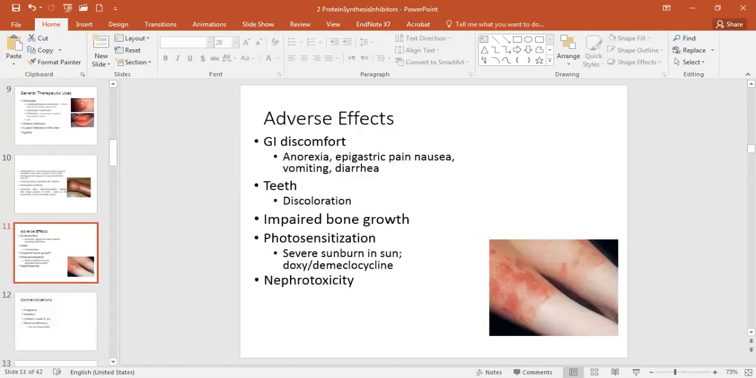What are the adverse effects of tetracyclines? It commonly causes GI discomfort, anorexia, gastric pain, nausea, vomiting, and diarrhea. Teeth discoloration, as we said before, and impaired bone growth, you know, due to incorporation into the bone, as it binds with calcium.